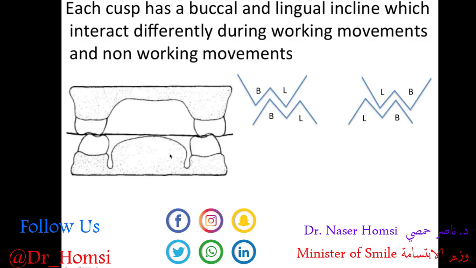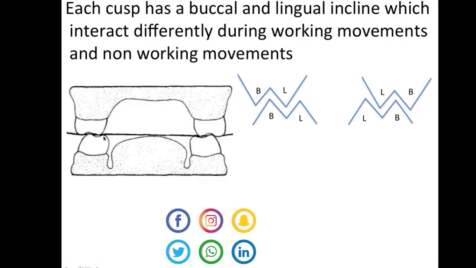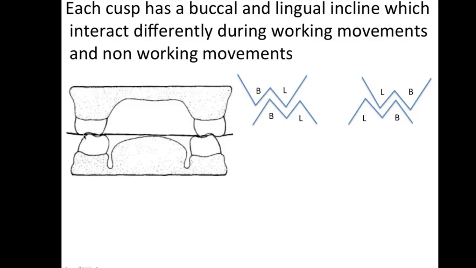And then this is just a drawing I threw up because I found this one helpful when I was taking my boards. This is a picture of the teeth if you're looking through the back of the head. And we've got the supporting cusps. Non-supporting cusps are easy to visualize here. And so if you just draw a W and then an M, this will represent the upper teeth and then the lower teeth. And then you can do it for the other side. So this is the right side of the mouth and this is the left side of the mouth. And here I wrote each cusp has a buccal and lingual incline which interacts differently during working and non-working movements.